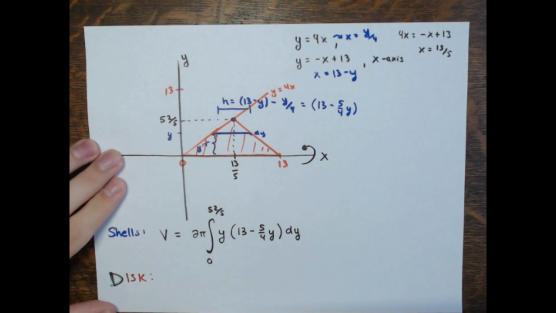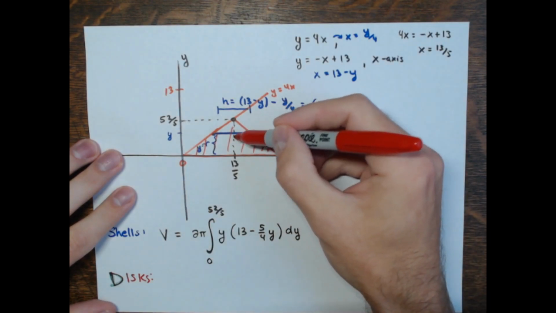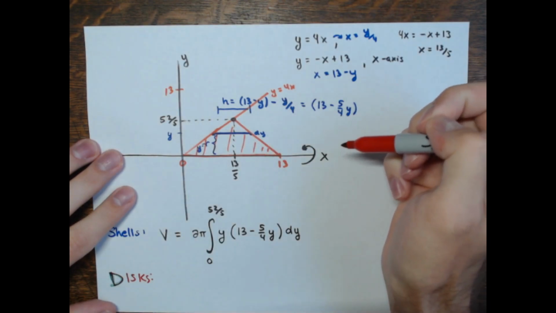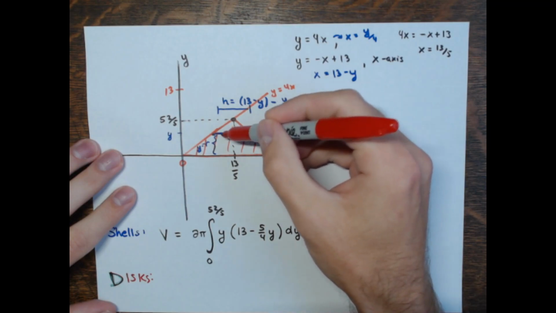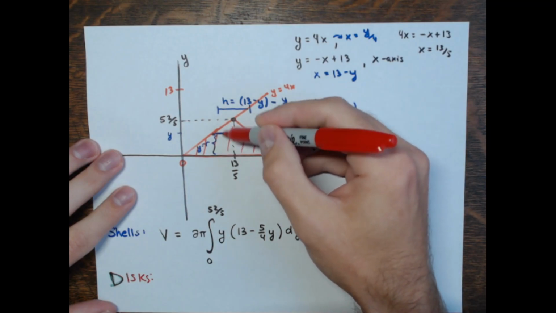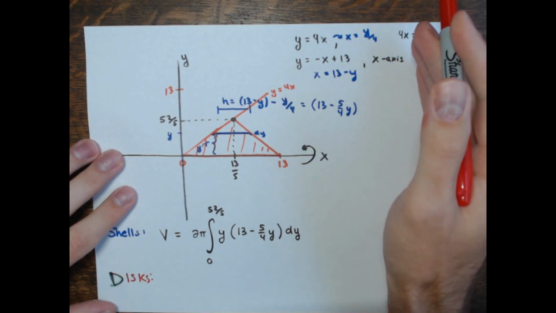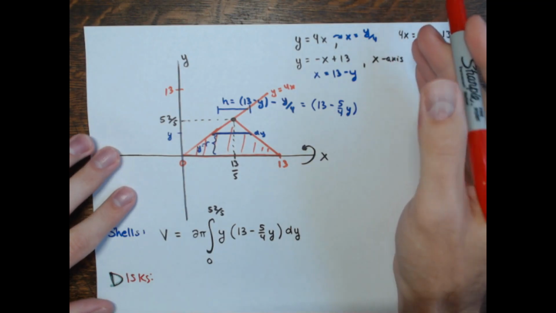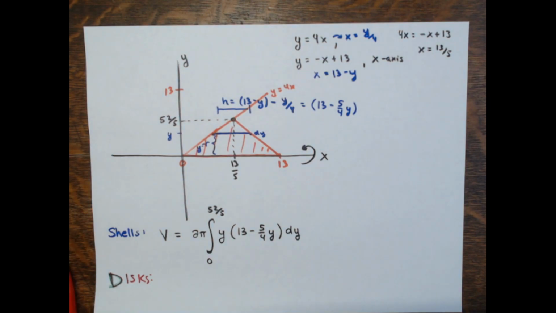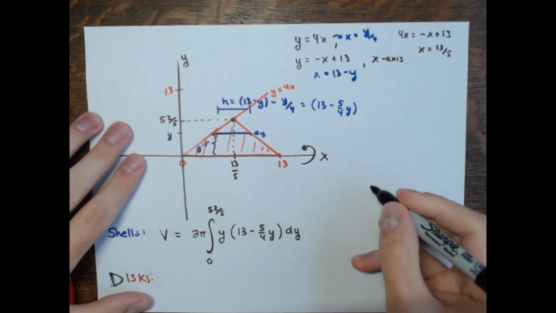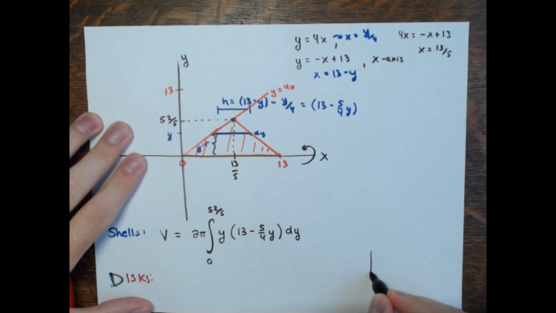All right, so if I did disks instead, find this same volume. Remember, instead of making rectangles that are horizontal, I'd be making rectangles that are vertical. I make a rectangular slice that's perpendicular to the line of rotation, perpendicular to the x-axis. In fact, let me just draw the picture over here.